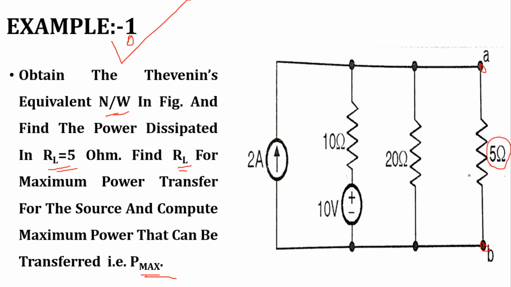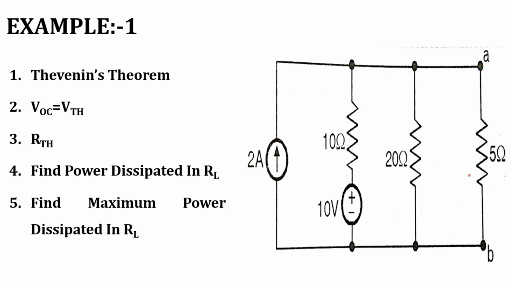So let's start to calculate this numerical. We have to use Thevenin's theorem. So we will find VTH and RTH, and with that we will find the power dissipated across the 5 ohm resistor, and also we will find the maximum power for that particular value of load resistance.